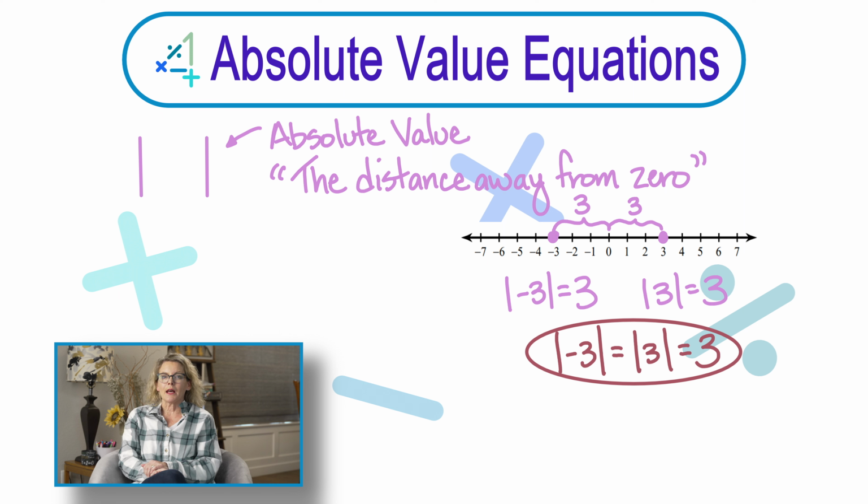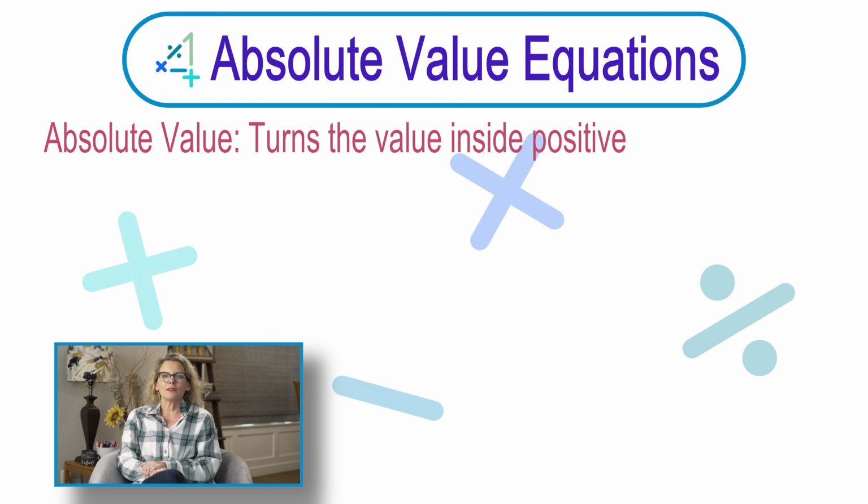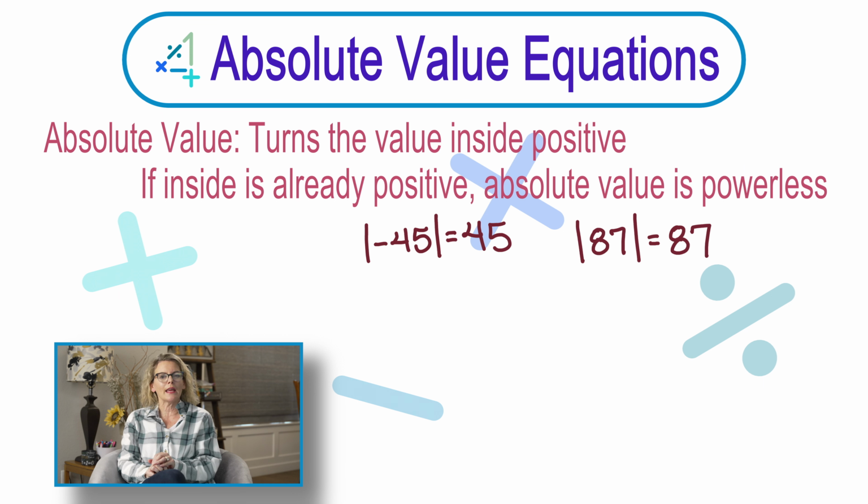Now I'll summarize how my brain and a lot of students think about absolute value. The absolute value sign turns the value inside positive. Just be sure that if the value inside is already positive, the absolute value is powerless. The answer is just the number then. Absolute values can never be negative. The absolute value of -45 is 45, and the absolute value of 87 is 87.